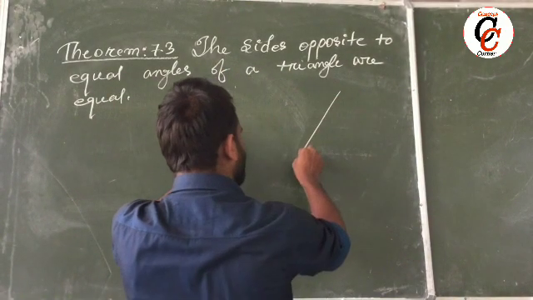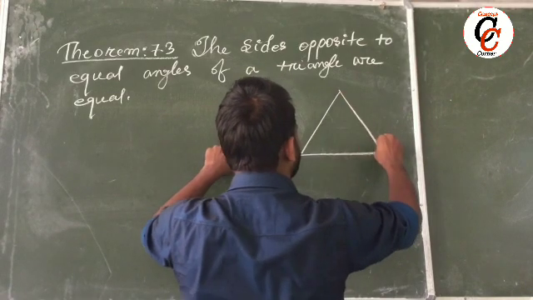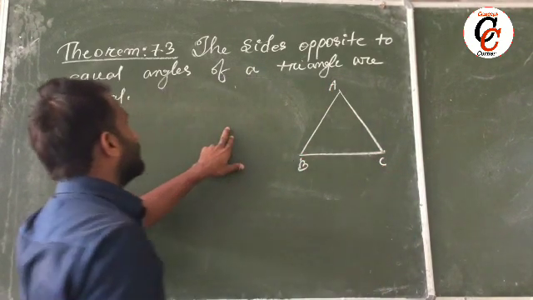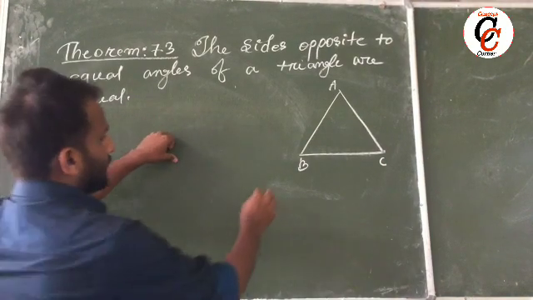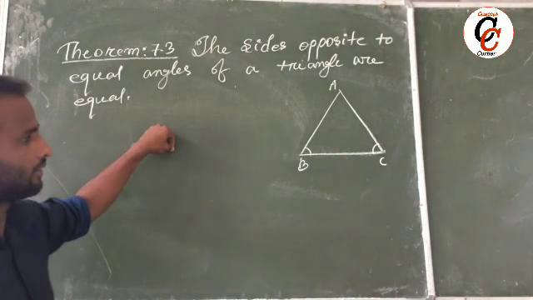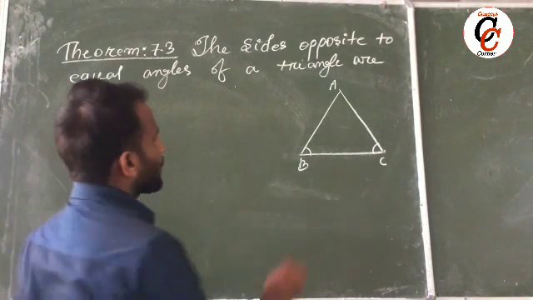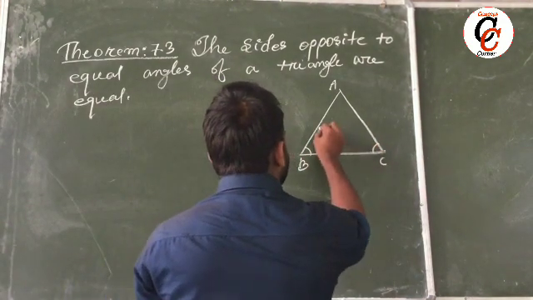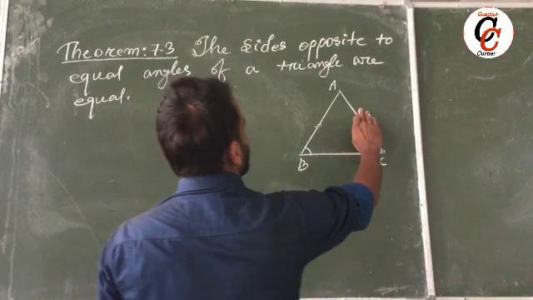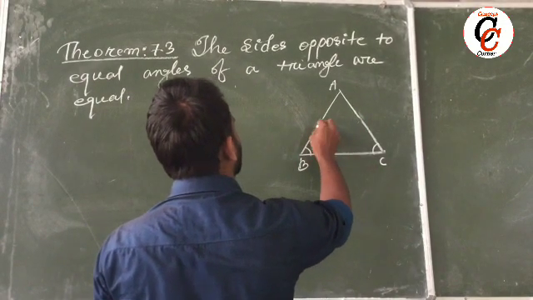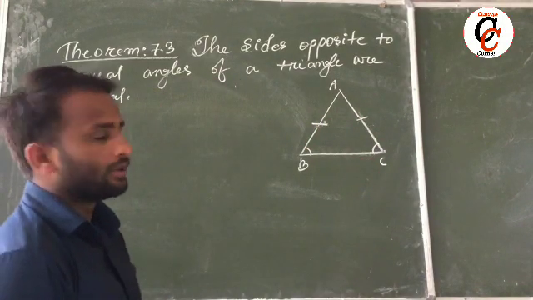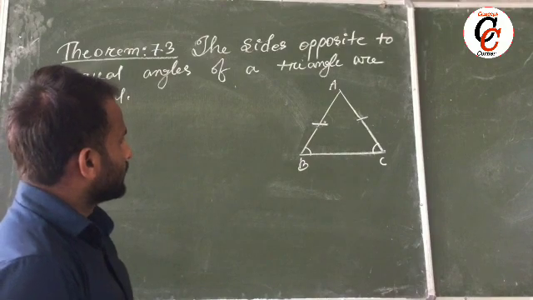Suppose this is one triangle ABC. In this triangle, angle B and angle C are equal. We need to prove that the opposite sides of the equal angles are equal. That means this side AB and side AC are equal. We have to prove this one.